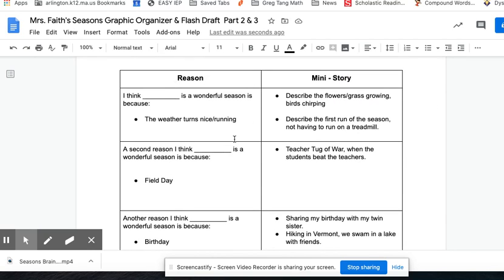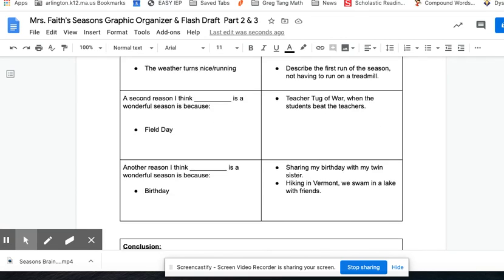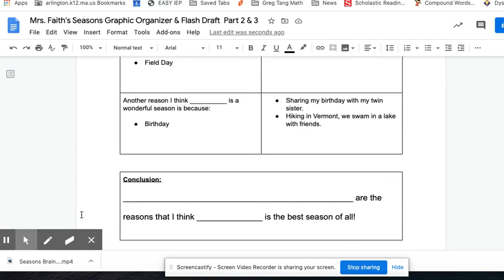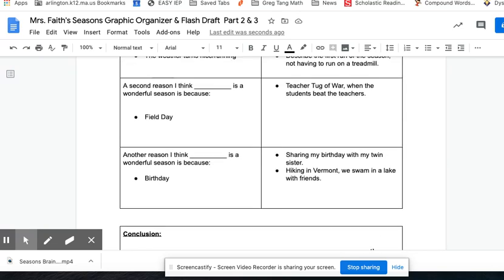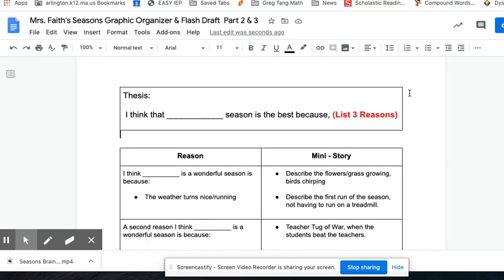And then you are going to plan out your 3 reasons. So in this box here, you see how there's 2 columns, one for your reasons and one for your mini story that you're going to develop each reason with. And then there's 3 rows, one for each reason, and then the corresponding mini story. And then the last thing that you're going to plan is your conclusion section, which is where you'll restate your thesis opinion, your thesis statement, and your reasons why the season you chose is the best.